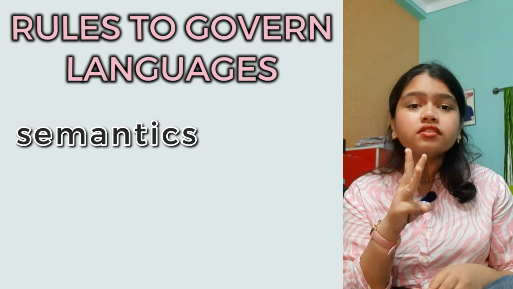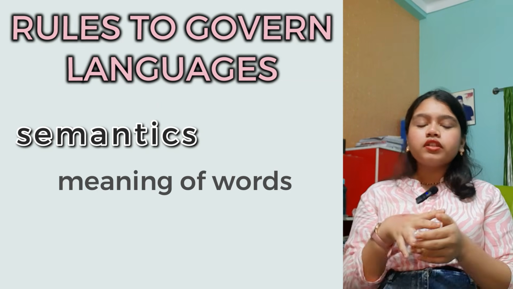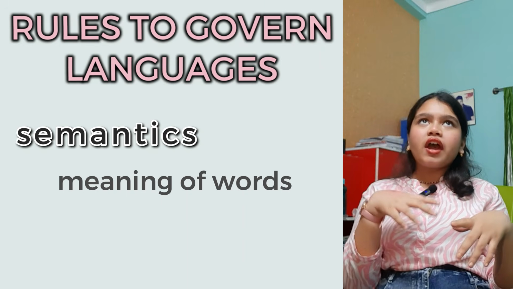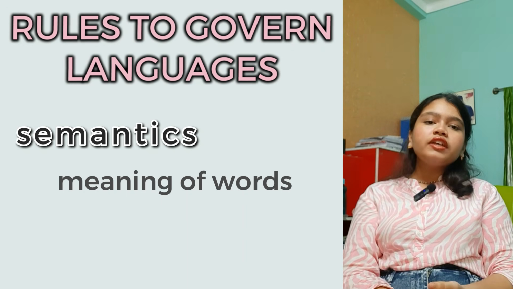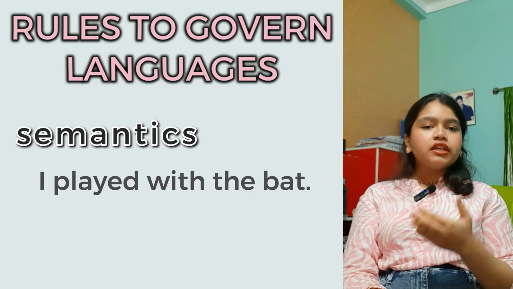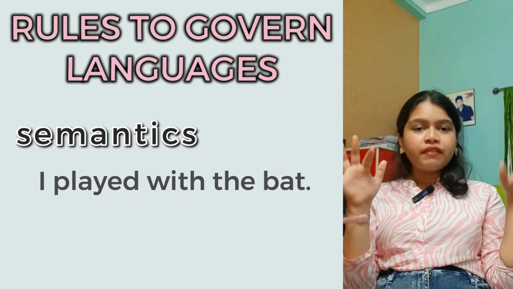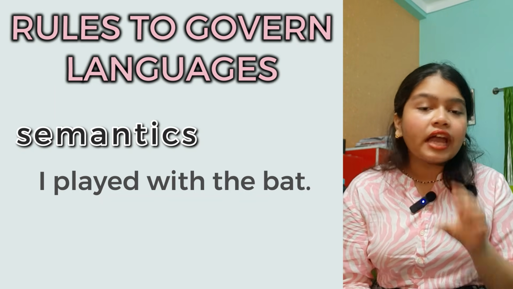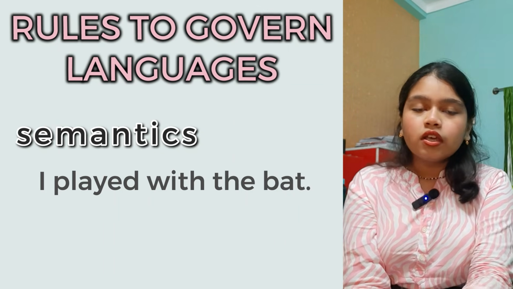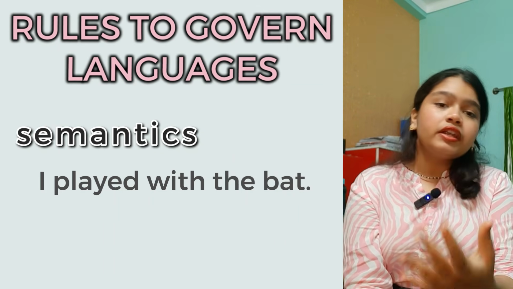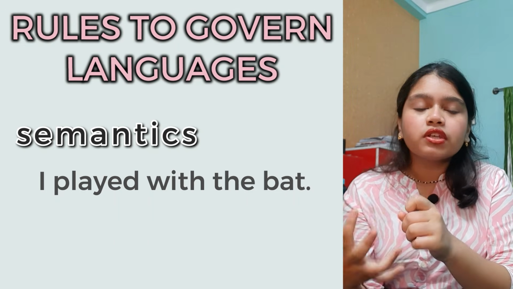Then the third one is semantics. Semantics deals with the meanings of words, phrases, or sentences, and the way we use them affects the meaning. So if I say "I played with the bat," here the word bat obviously doesn't mean that flying mammal, right? That is not the bat I'm talking about. The bat I'm talking about is the cricket bat. So this is how semantics is important: in what context are we using a sentence, a phrase, or a word?